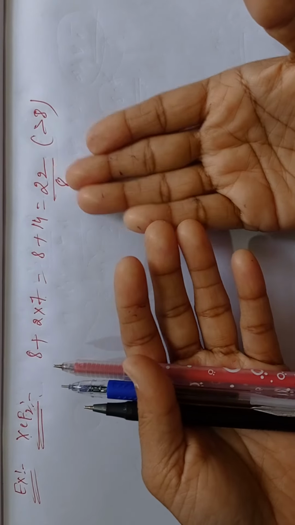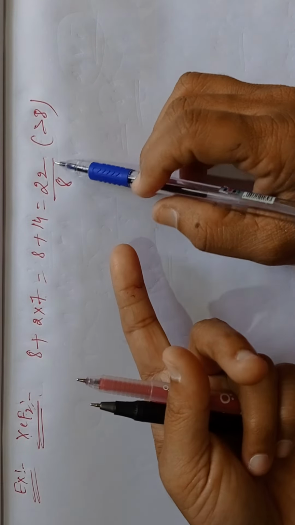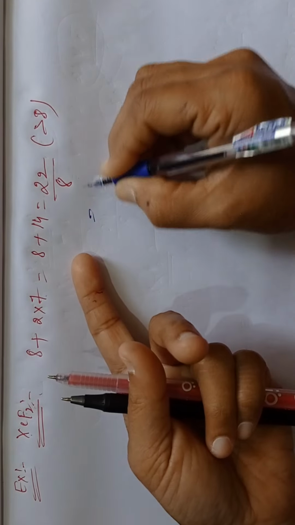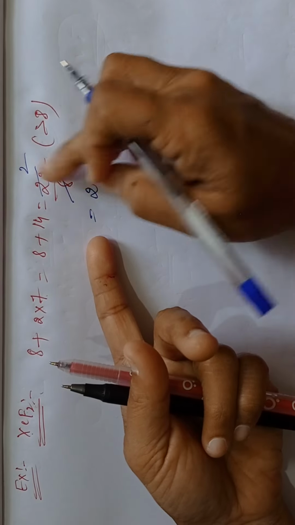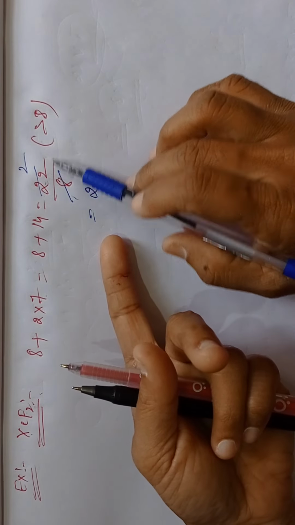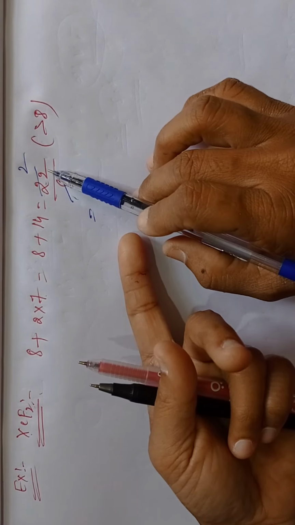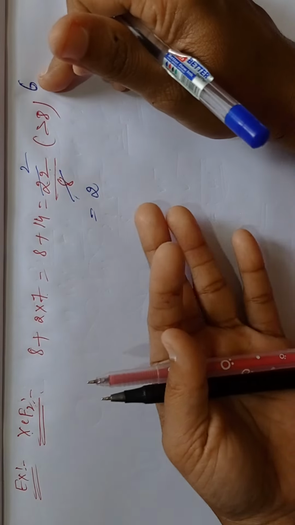Here 22 by 8 came. So how many times will 8 go into it, students? 2 eights are 16. Taking 2, 16 means how much is left? 22 minus 16, how much is left? Here 4, here 2. Total how much? 6 left. Clear, students? Still 6 is there.